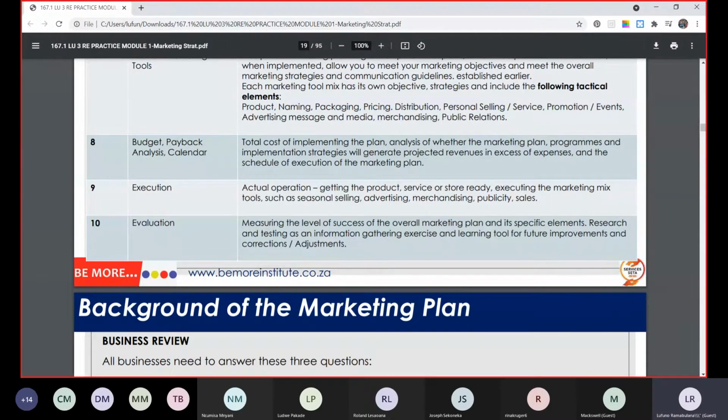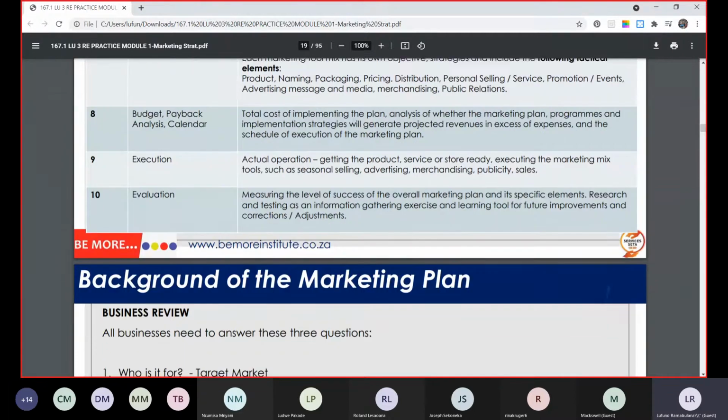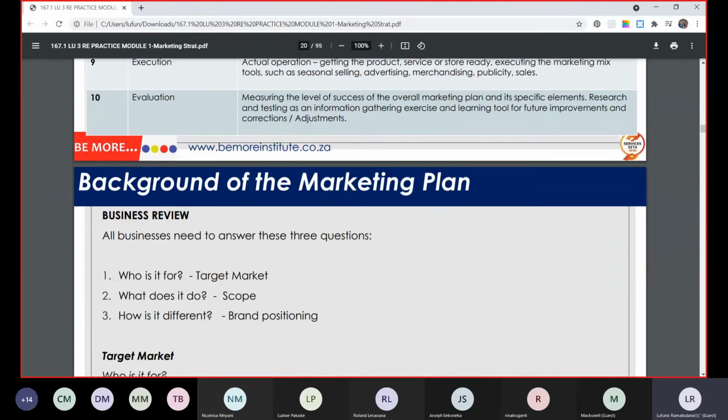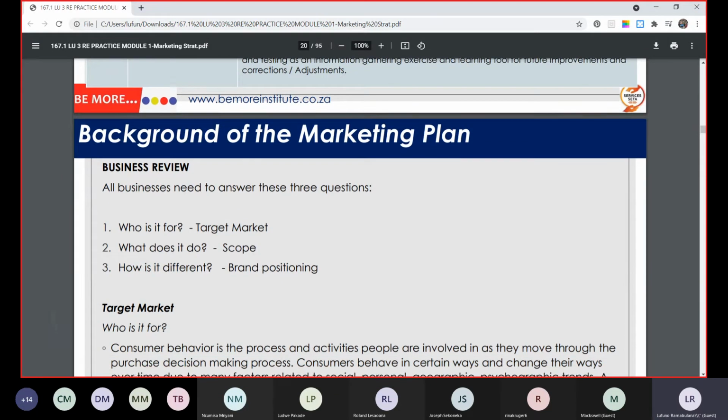Your evaluation, measuring the level of success of the overall marketing plan and its specific elements, and your research and testing as information gathering exercises and learning tools for future improvements, corrections or adjustments. This evaluation is always critical. If you are not evaluating the work that you're doing or the strategy, you'll find that you are literally going the wrong direction. So it's important, when you evaluate, to reiterate. You are able to change and tweak your strategy and your plan so that you can do it better next time.